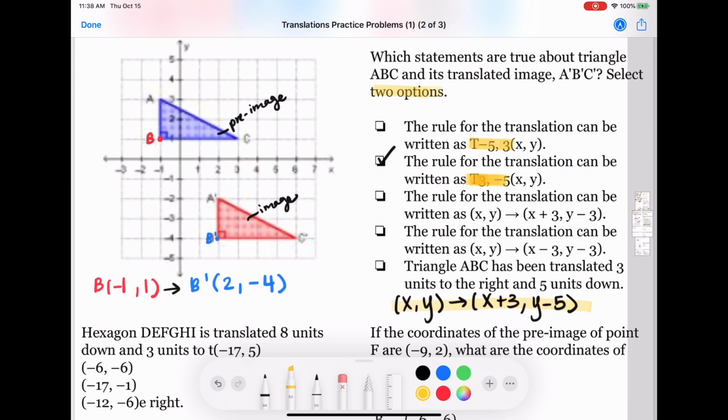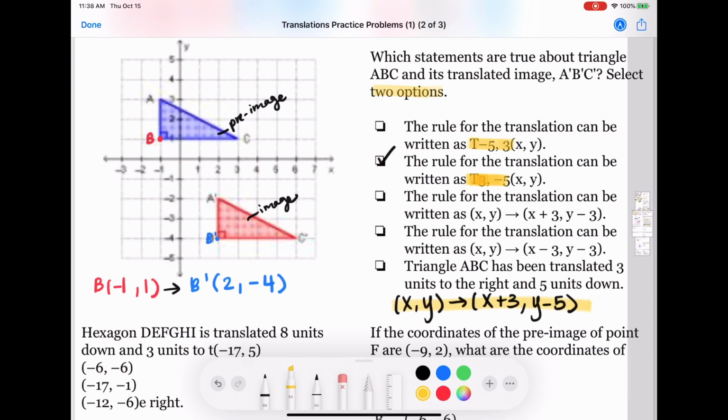Let's look at our next rule. The rule for the translation can be written as x - 3 and y minus 3. Well, again, we have already identified our mapping rule, and therefore that is not a property of our translation. Let's look at the final statement.